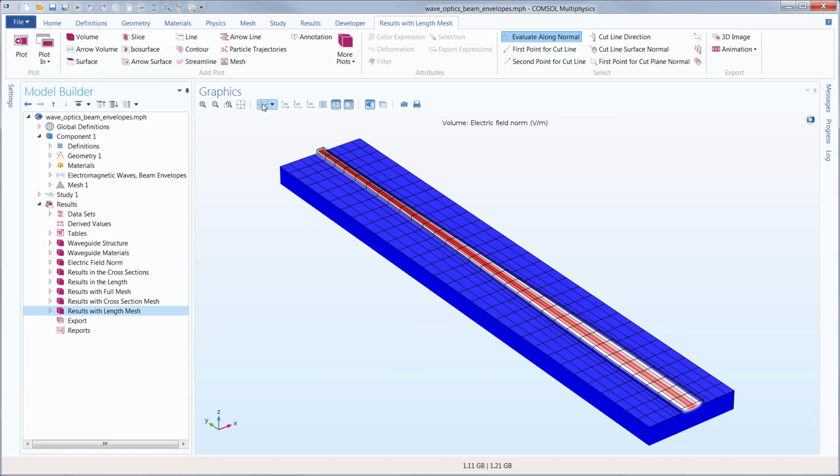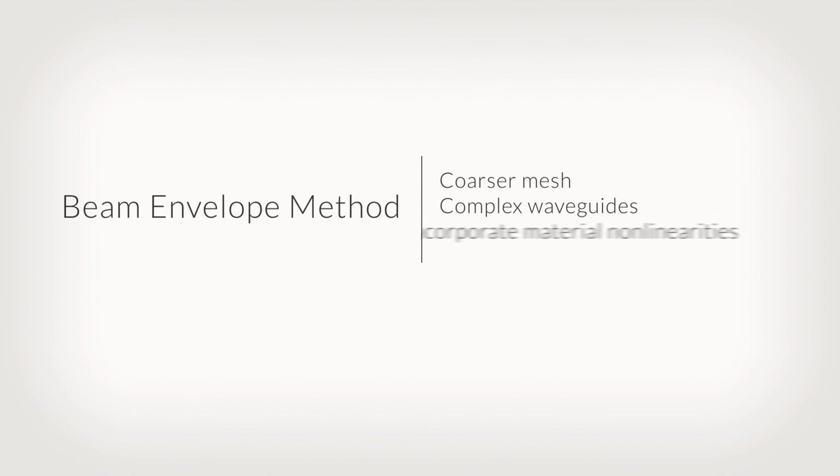There are many advantages to the beam envelope method. You can use a much coarser mesh for devices guiding light in an approximately known direction. You can also specify wave directions for more complicated waveguide structures, and incorporate material nonlinearities, such as intensity-dependent refractive indices.